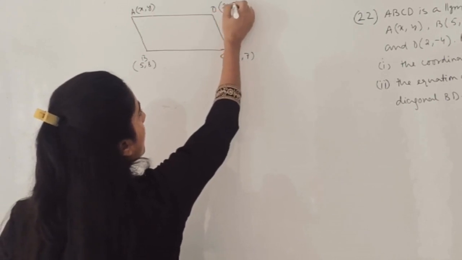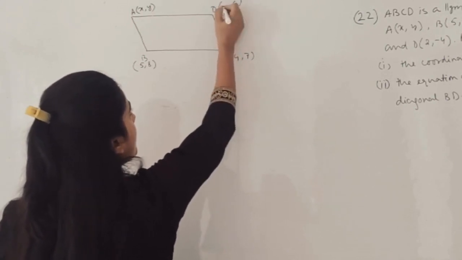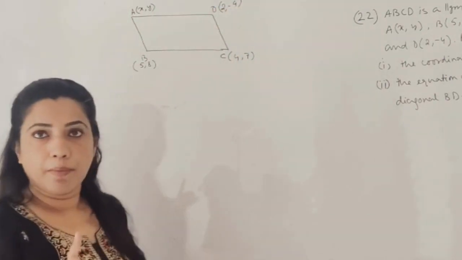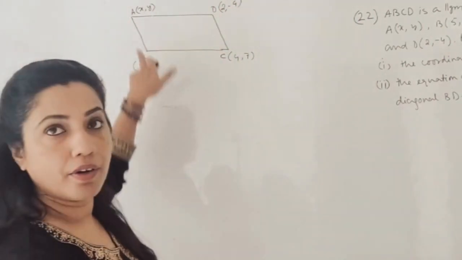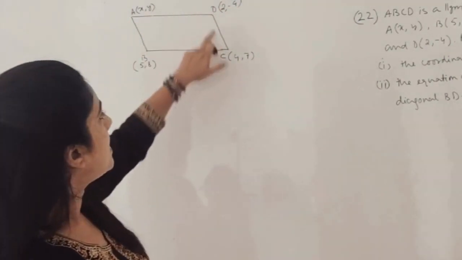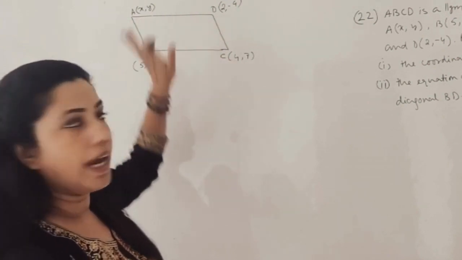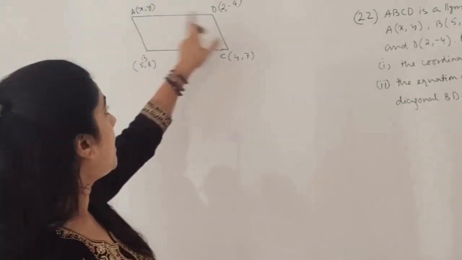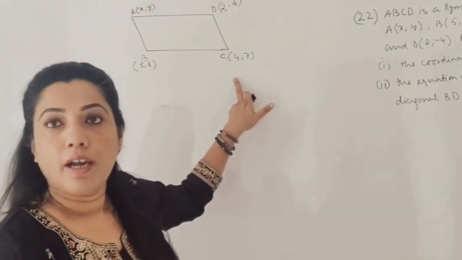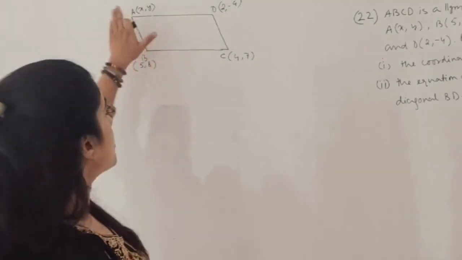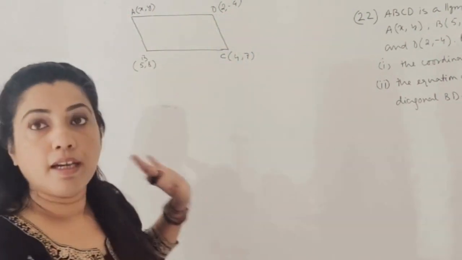Always remember, when we name the parallelogram, it has to be in a circular manner. You can do A, B, C, D or A, D, C, B anyway, but don't break it. A, C, B, D is wrong. It's a common mistake, so I told you the name of the parallelogram has to be in a circular manner.